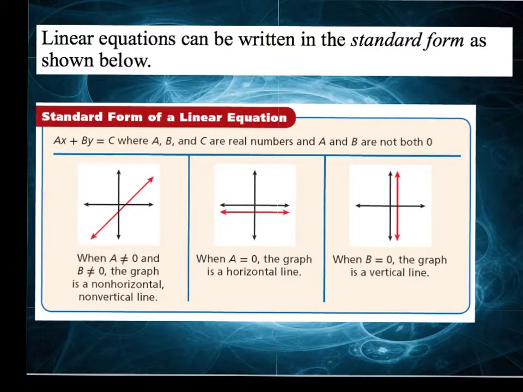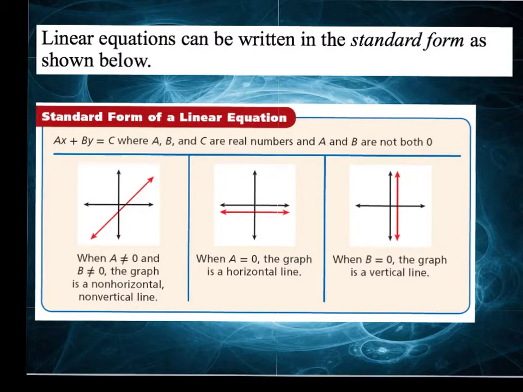And don't be scared with all these extra variables. A, b, and c are real numbers, and a and b are not both 0. So a and b can be negative numbers or positive numbers, or one of them can be equal to 0. When a is not equal to 0 and b is not equal to 0, which means they can be any positive or negative number, the graph is a non-horizontal or non-vertical line.